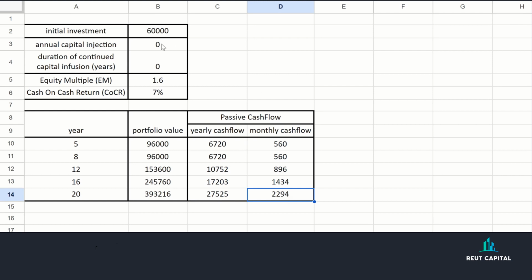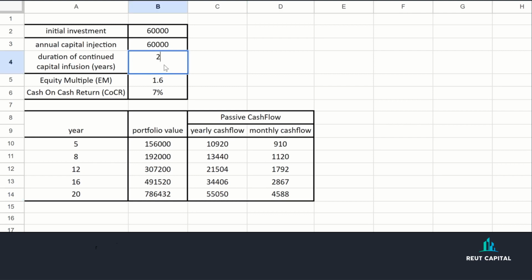Now let's play around with some numbers and assume that you decided to invest another 60,000 in the second year of the deal. So now you have two deals. You had the first one, and now you have another one where you've invested 60,000. This is how your number changes. Your portfolio value went from 390k to 780k, and your yearly passive cash flow income is now at 55,000. Your monthly converted is 4,500. So you can see you could play around with this.